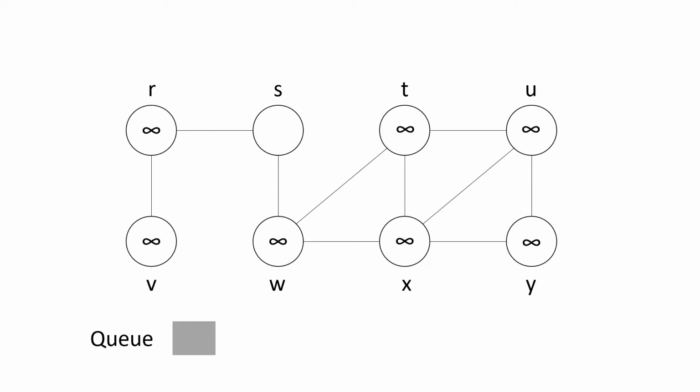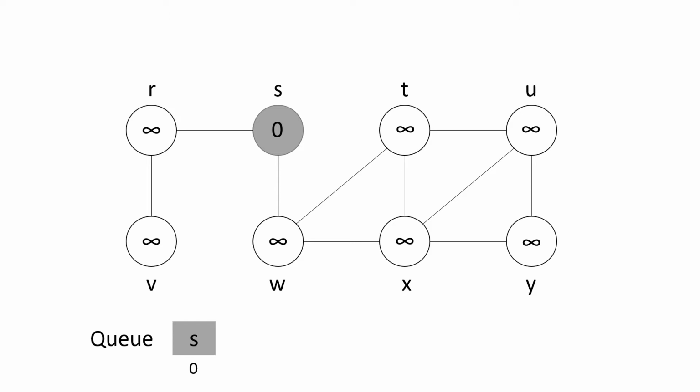Initially, all the nodes in the graph except the source node are colored white, and the distance from any node on the graph to the source node is infinity. We then color the source node gray and add it to the queue. And we look at the adjacent nodes to the source node. In this case, we have the node R and the node W in the adjacency list of the node S.